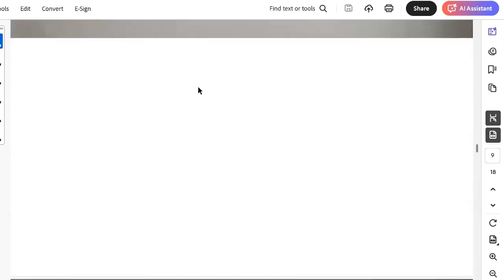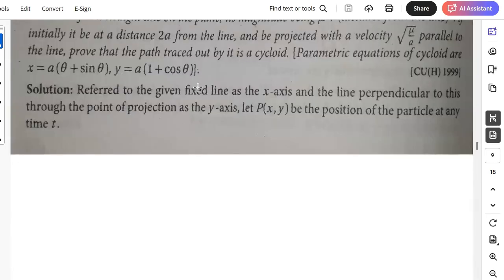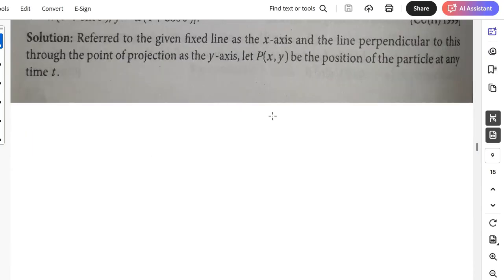As we were saying, you need to write it down. For exam purposes, you need to specify which one you are taking as your reference x-axis and which one as your y-axis. They have already said: refer to the given fixed line as the x-axis and the line perpendicular to it through the point of projection as the y-axis. Projection means the initial point. For simplicity, we consider the origin as the point from where we are projecting the particle. So P(x, y) is the position of the particle at any time t.